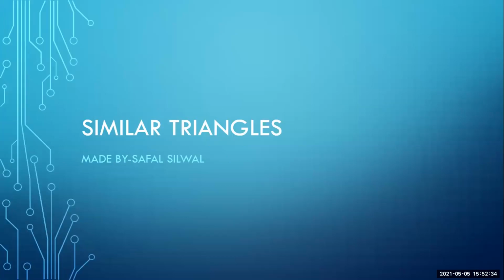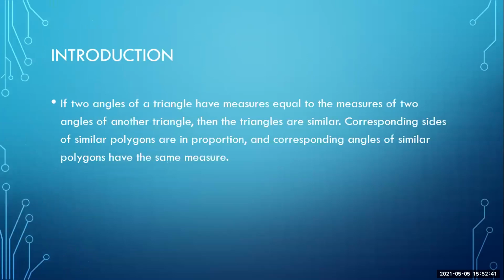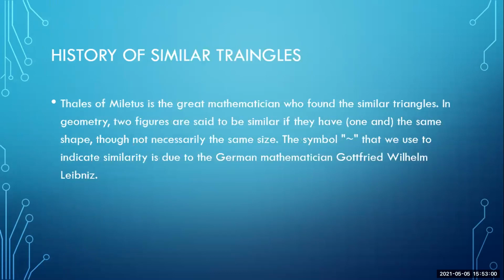Afternoon, my name is Safal Sewal and I'm here to present a short presentation on similar triangles. Introduction. If two angles of a triangle have measures equal to the measures of two angles of another triangle, then the triangles are similar. Corresponding sides of similar polygons are in proportion and corresponding angles of similar polygons have the same measure.